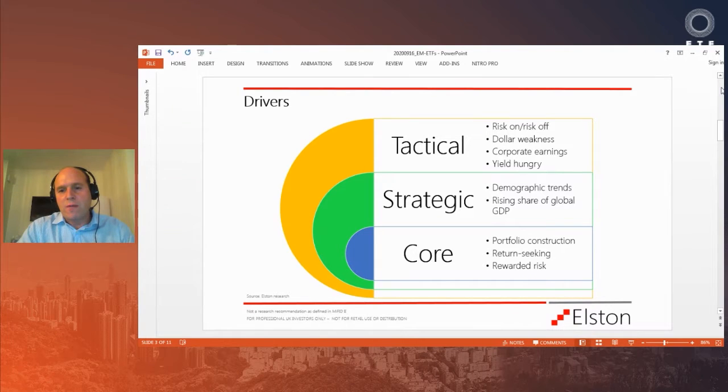And that's really a strategic view, and it's pretty typical for most multi-asset portfolios now to have a core and strategic allocation to emerging markets because of the demographic trends that we see in Asia and the rest of the emerging market world, and that rising share of global GDP that's being driven by the emerging markets. An increasing amount of global GDP is being taken up by emerging markets, and so including it inside a portfolio makes sense to capitalize on those trends.